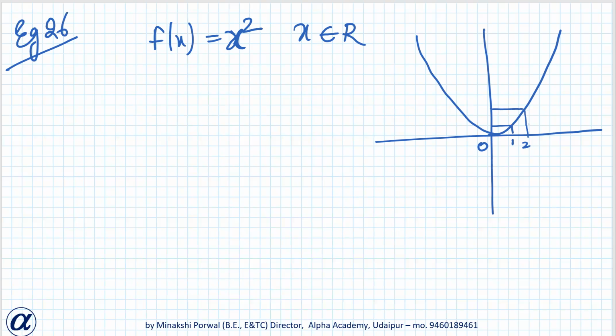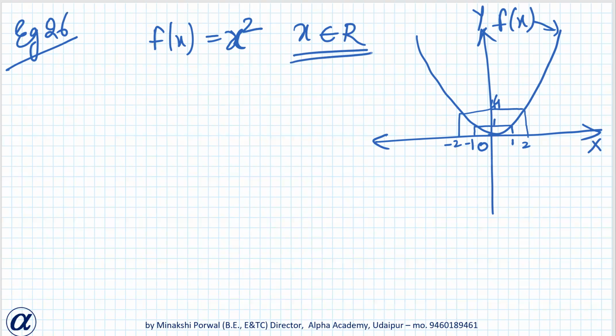And similarly for minus 1 also it is 1. For minus 2, it is again 4. And similarly for other values also. It will always be positive. This is f of x, this is the y-axis. It will always be positive. Now we have to find the maximum and minimum values of the function where x belongs to R.